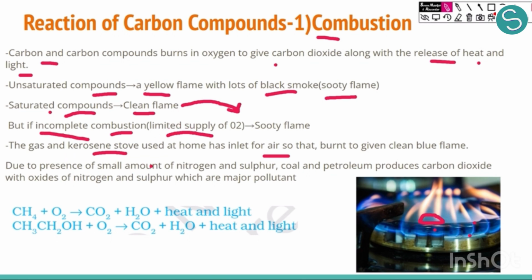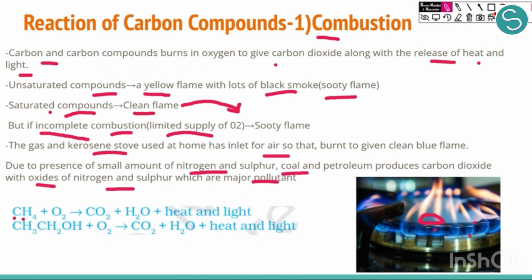Due to the presence of a small amount of nitrogen and sulfur, coal and petroleum produce carbon dioxide along with oxides of nitrogen and sulfur. Nitrogen and sulfur oxides are major pollutants. Okay, so here we have the reactions.